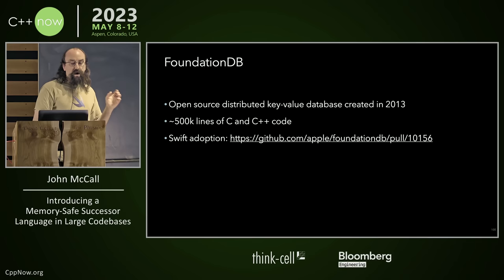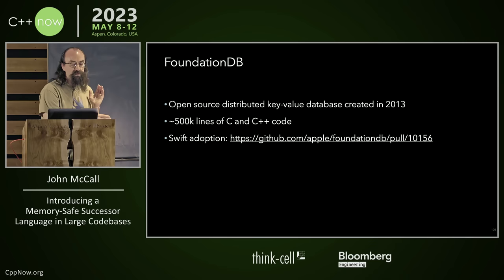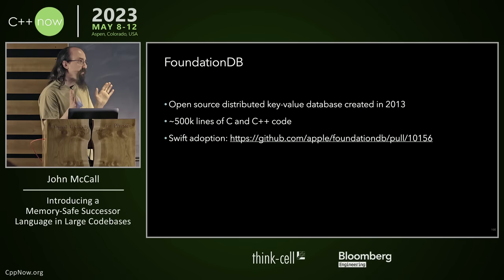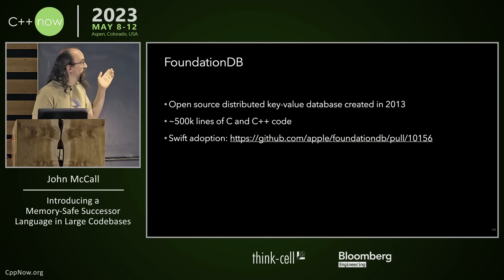I need to wrap up. I want to talk through one example of where we've been using C++ interoperation, which is the FoundationDB project. FoundationDB is an open source distributed key-value database. It's implemented primarily in C++. It's about 500,000 lines of code. And we've been working for a few months to introduce Swift into it. There's a PR up now.